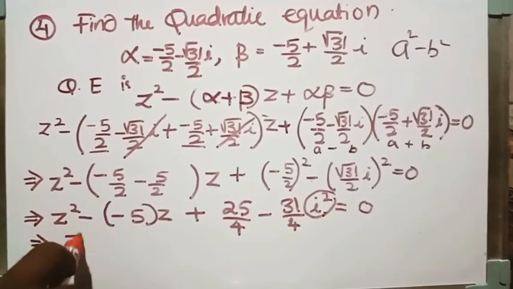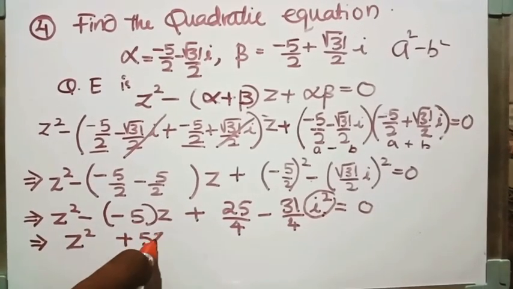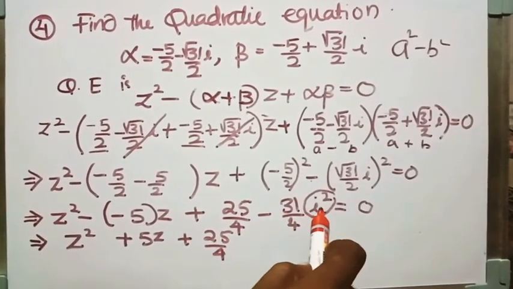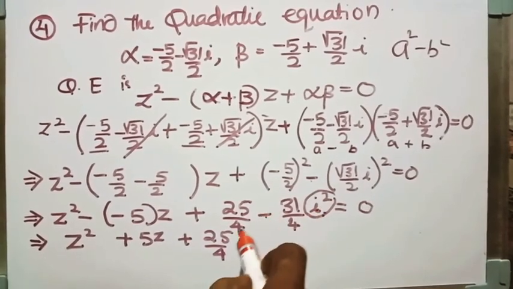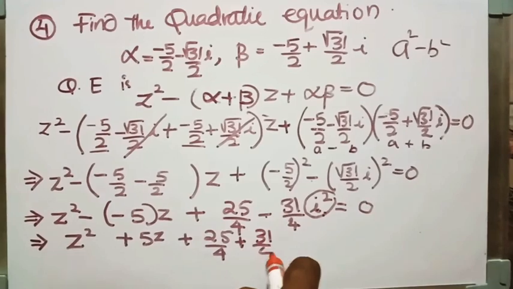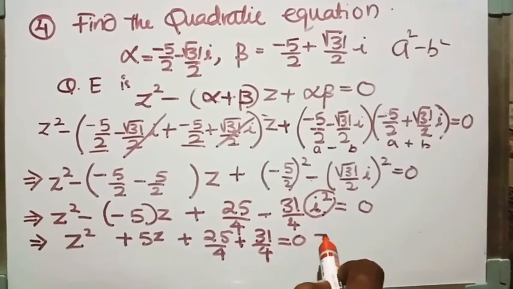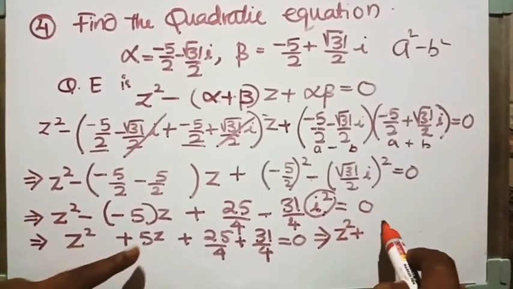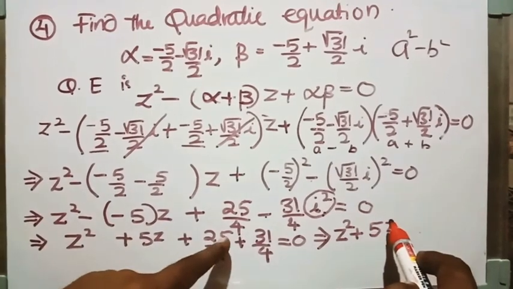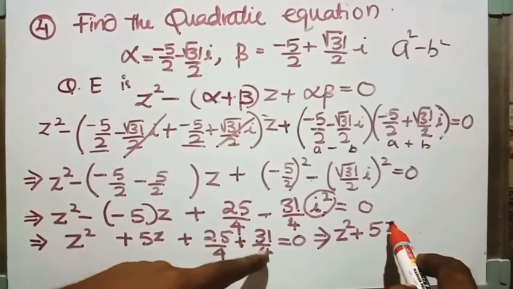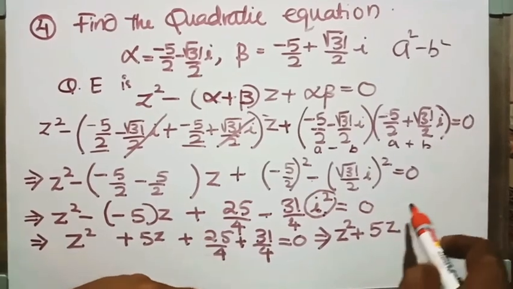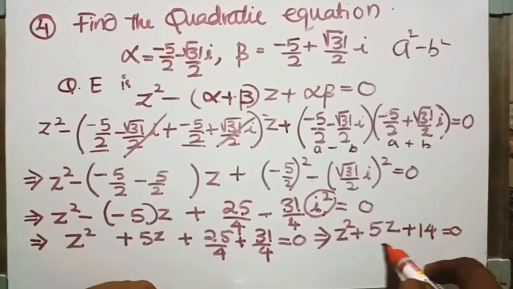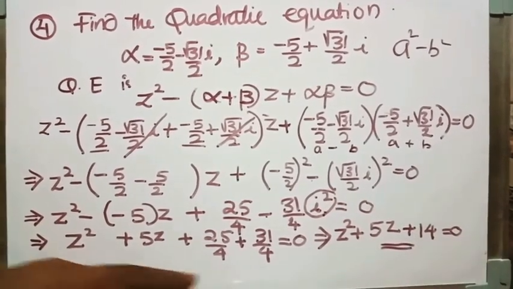So it gives us z squared plus 5z plus 25 by 4. i squared is minus 1. So we get minus 1 into minus, plus 31 by 4 is equal to 0. That gives us z squared plus 5z. When you do this one, you get 25 by 4 plus 31 by 4 is 56 by 4. 56 by 4 is 14, is equal to 0 as the quadratic equation.